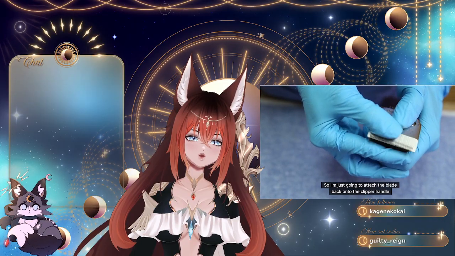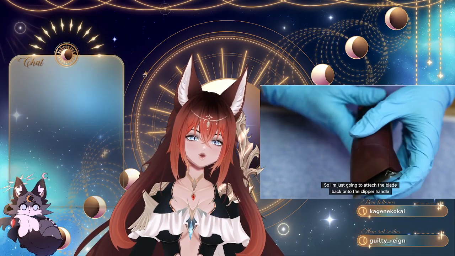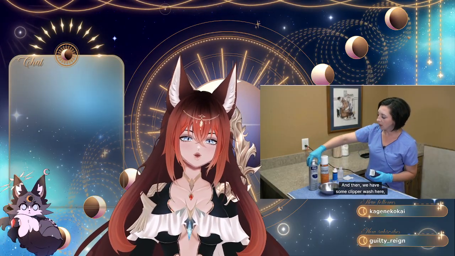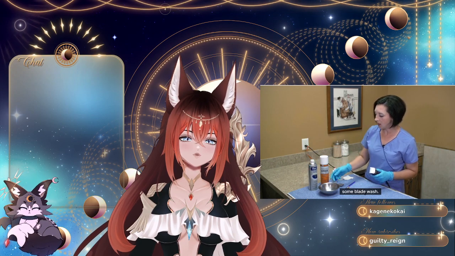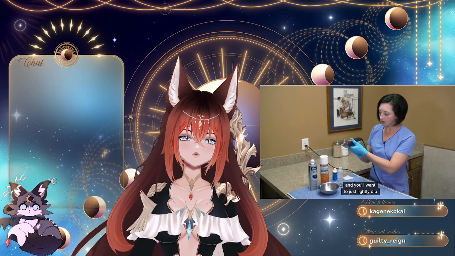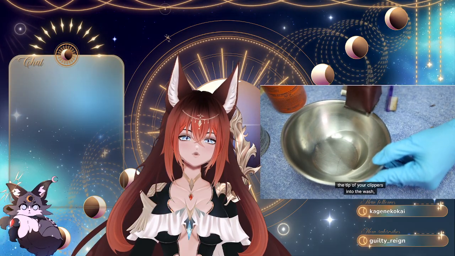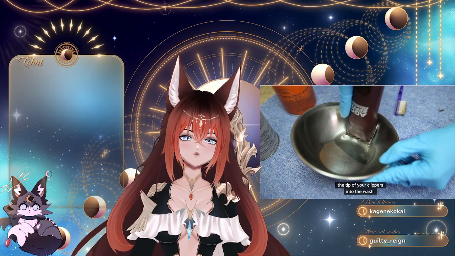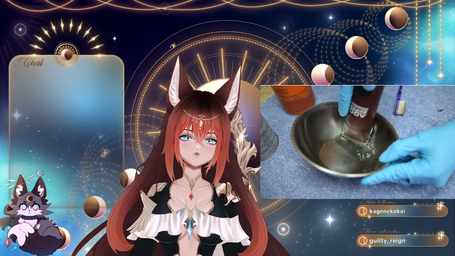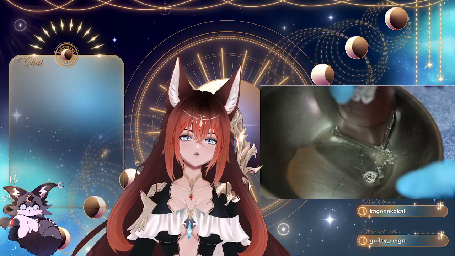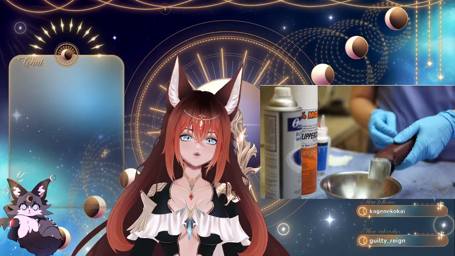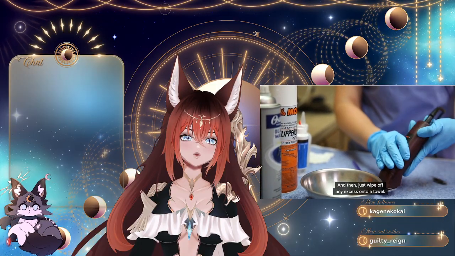So I'm just going to attach the blade back onto the clipper handle and get it secure. And then we have some clipper wash here, some blade wash. We've just poured a little bit into a shallow bowl, and you'll want to just lightly dip the tip of your clippers into the wash and turn them on for about 10 seconds. And then just wipe off any excess onto a towel.